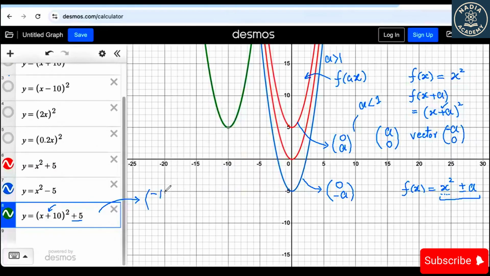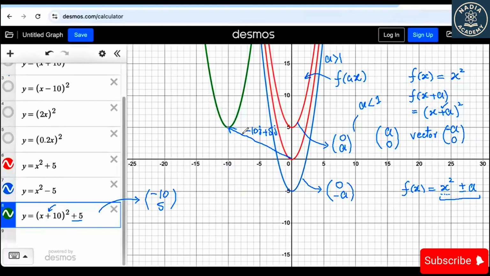It is negative 10 because it is addition in the independent variable, and positive 5. So now our vector, you can see, is negative 10, positive 5. So our vector of translation is over here. That is negative 10i, where i means it is along the x-axis, then plus 5j, where j means it is along the y-axis. So this is our vector of translation.